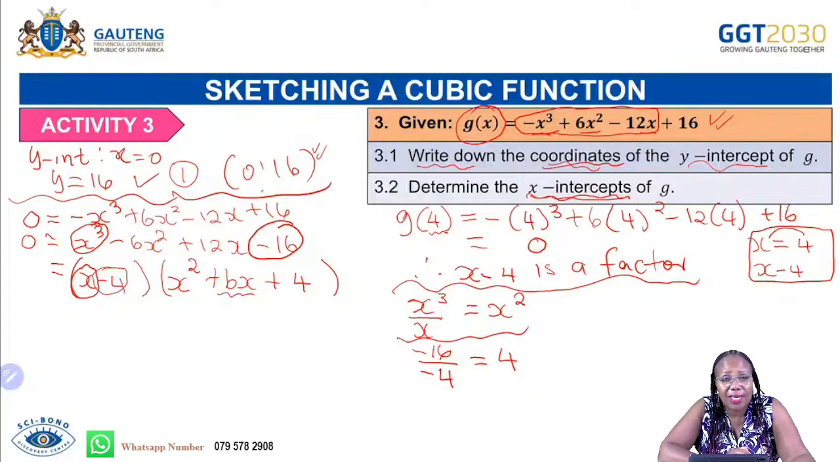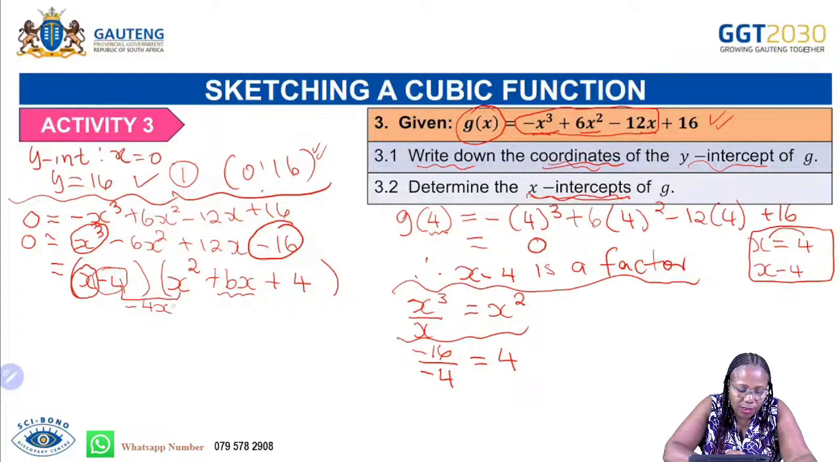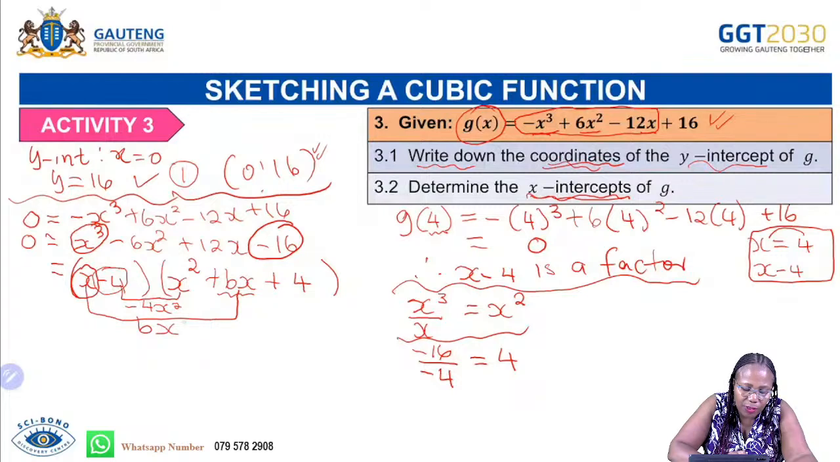Now, how do we get this b? To find b, we are going to multiply this minus 4 by x squared, which will give us minus 4x squared. And then x by bx will give us bx squared. And then now we are going to add these two. We only do those first two, okay?